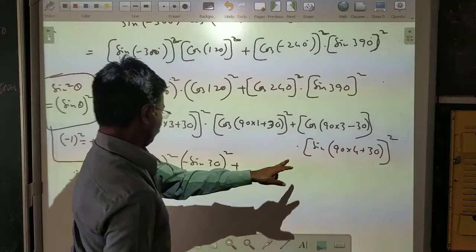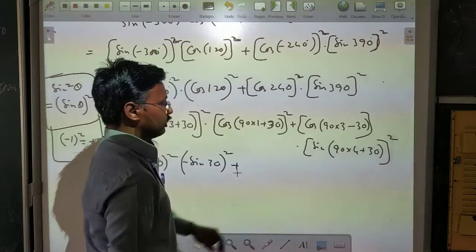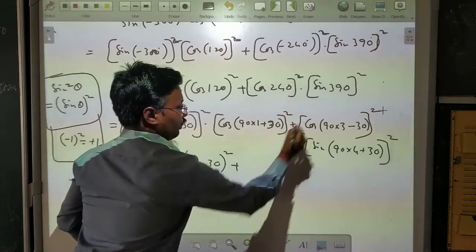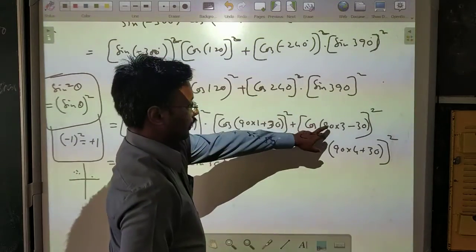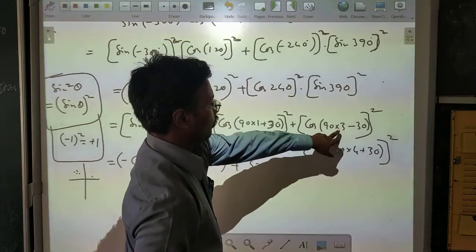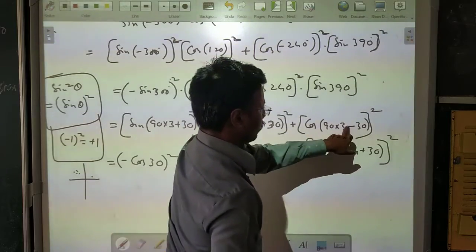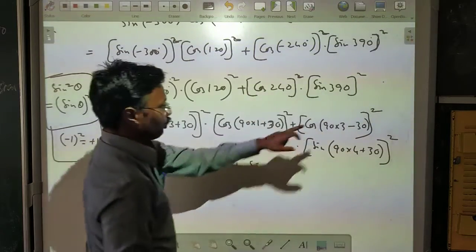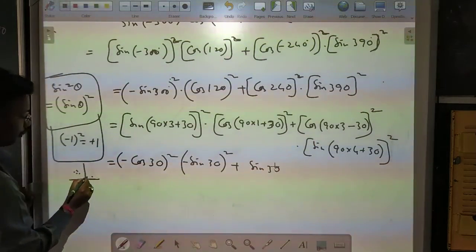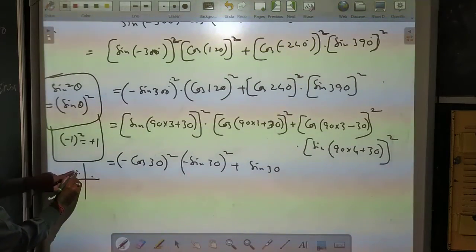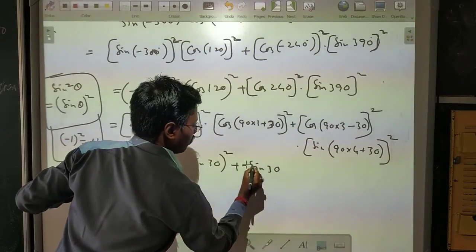Plus next we have cos 90 into 3 minus 30. Again we are getting odd numbers, so we need to change this. So we get sine 30, and this angle is 240 degree, that means it is coming in the third quadrant. In the third quadrant, which trigonometric ratios are negative? Sine and cosec. So here we are getting cos, that means there is a change.